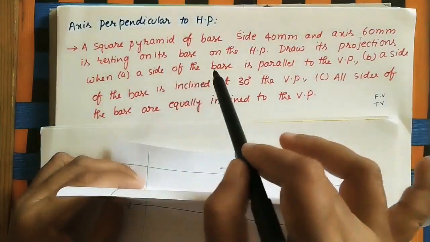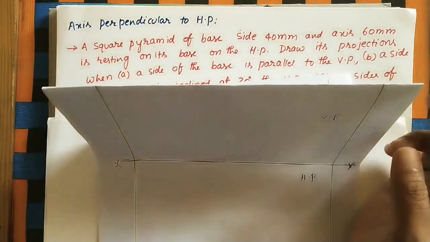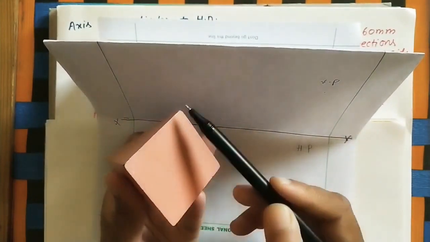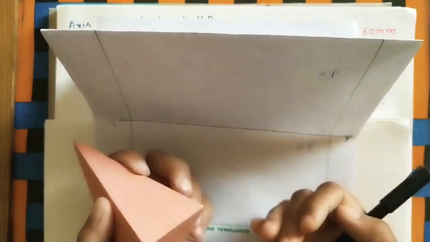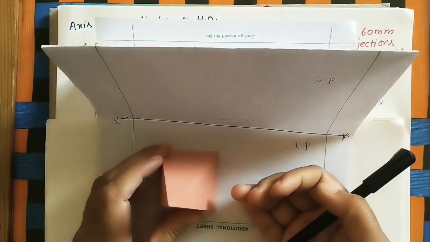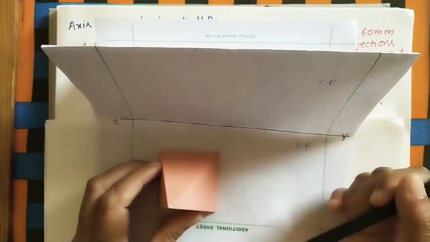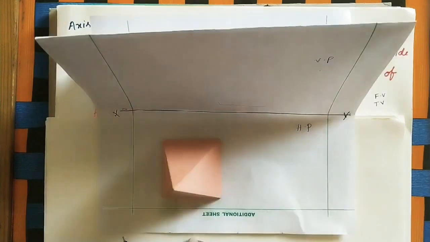A side of the base is parallel to the VP. Side of the base means, this is the taken square pyramid, so this is the base. One of its four sides is parallel to the vertical plane. We can keep this pyramid like this, so this side is parallel to this vertical plane. Now the given position in the first case is like this, and we have to do the projections of it.